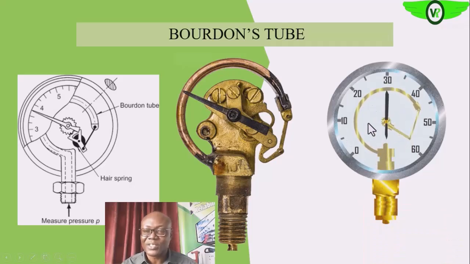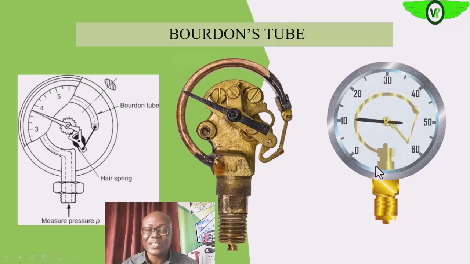So as the pressure is increasing, you see the tube is stretching out, and as it's stretching, the spindle will move to register the pressure. That is responsible for that stretch. Then as the pressure also reduces, you see it falling back. Are we getting it? So this is the Bourdon tube, how it works.